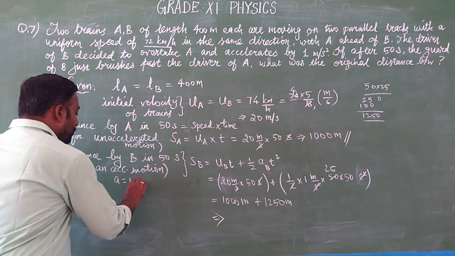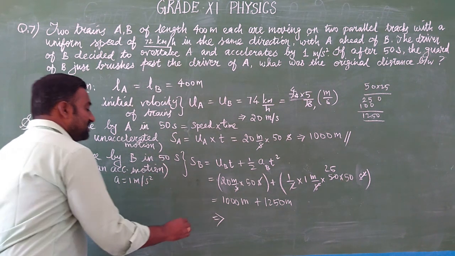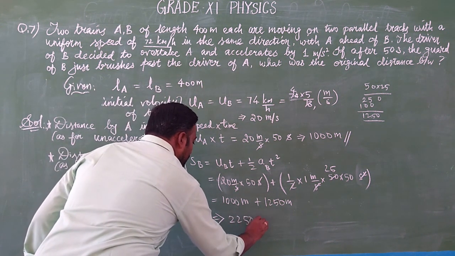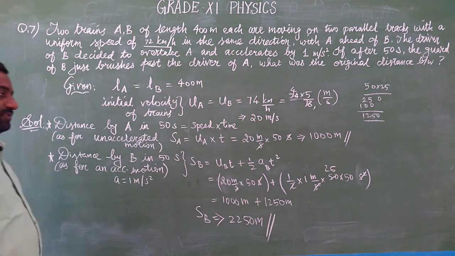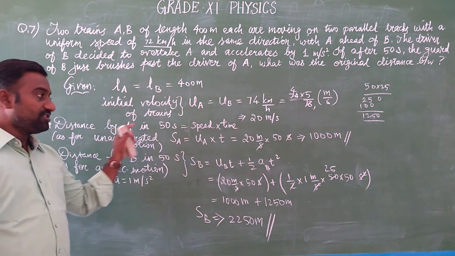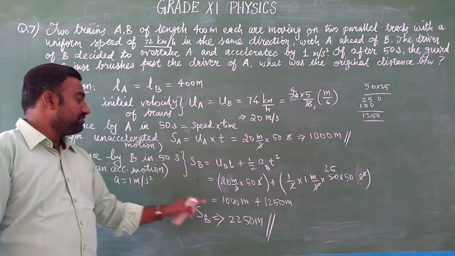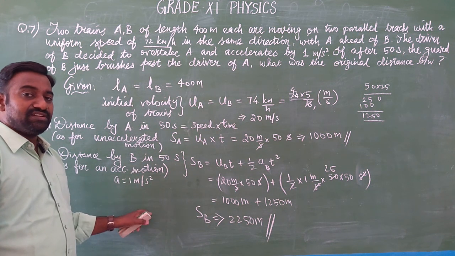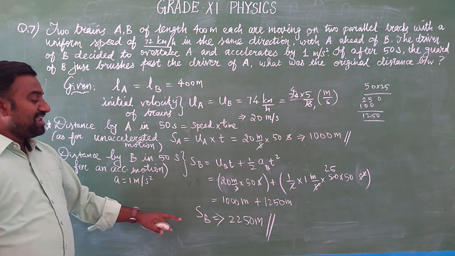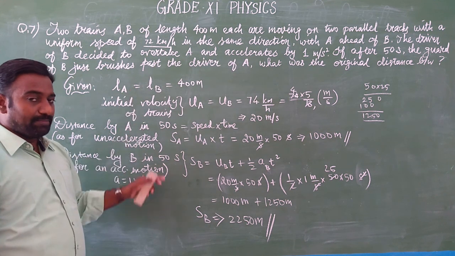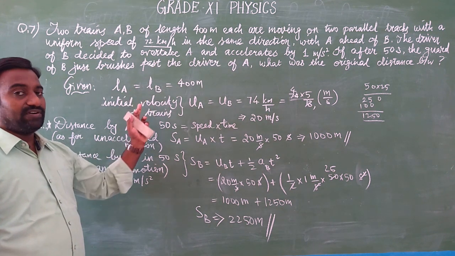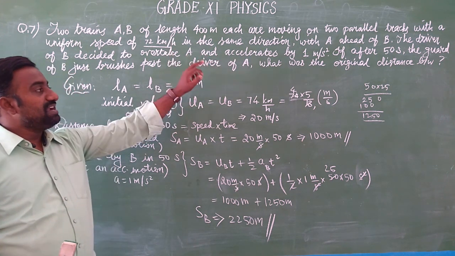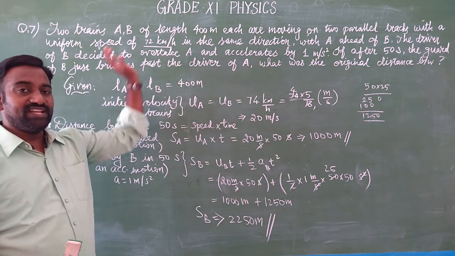In that case, the distance covered by train B is 2250 meter. So the distance covered by train B also we found. But they are asking for the original distance between train A and train B. Finally, train A is behind, but train B is forward, because after 50 seconds, with the uniform acceleration of 1 meter per second square, train B overtakes train A.